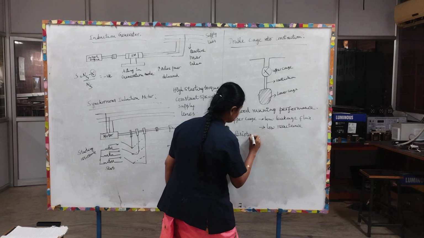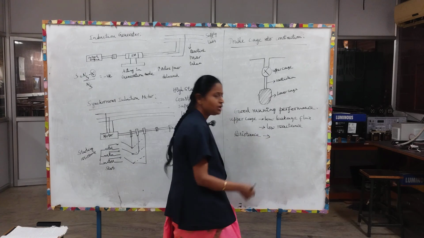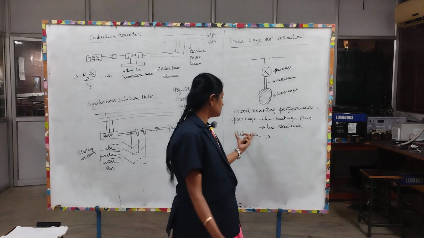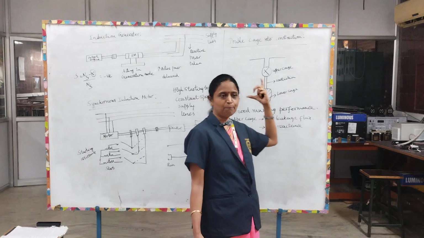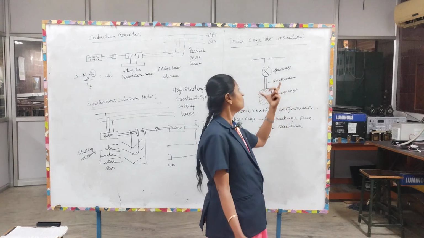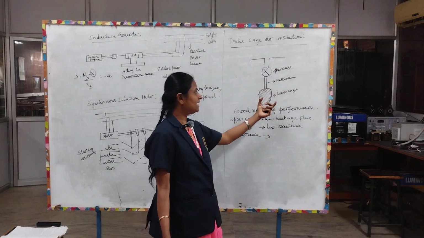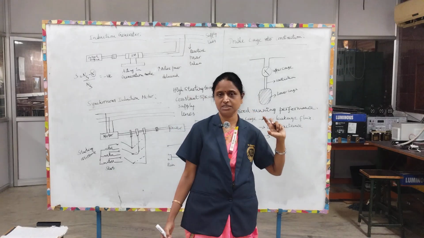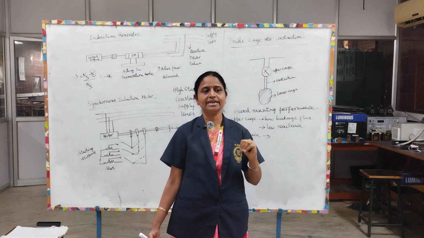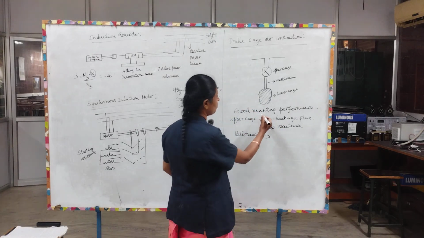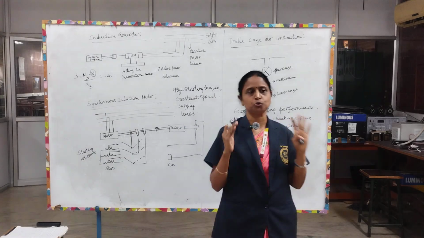What is resistance? It is nothing but the opposition to the flow of current. The resistance offered by the upper cage will be very high, so that most of the current will be reaching the lower cage. Thereby we are getting a better running performance in the case of a double cage rotor.